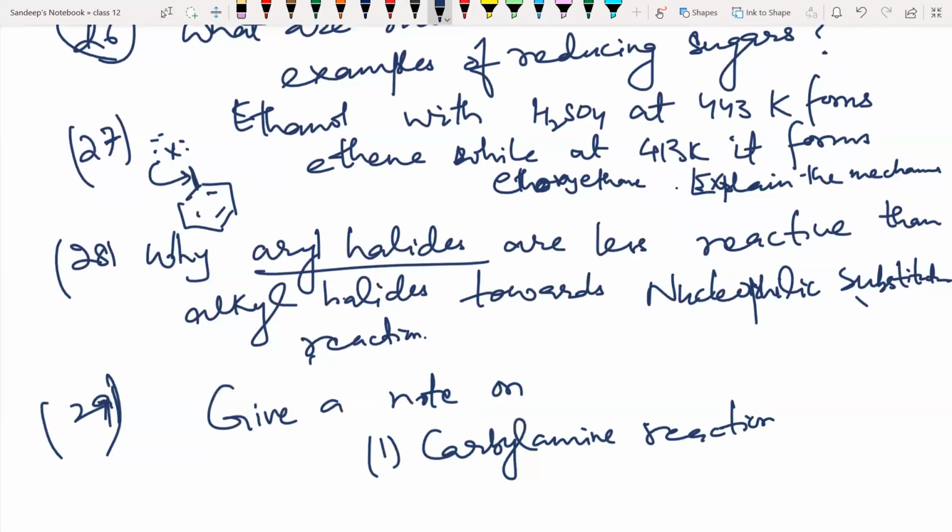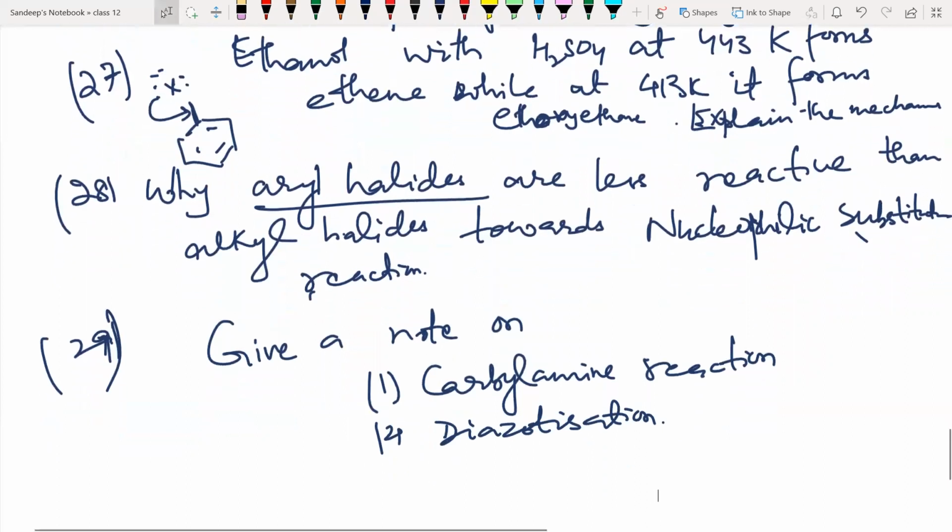Next is diazotization. Aniline will undergo a reaction with NaNO2 and HCl at 0 to 5 degrees Celsius to form benzene diazonium chloride. That reaction is called diazotization. So these are important reactions from organic, which you need to master.